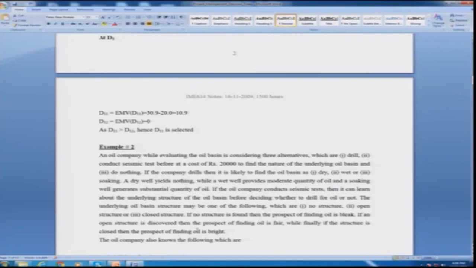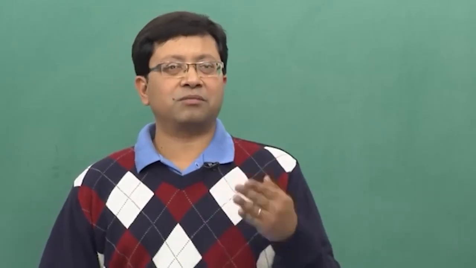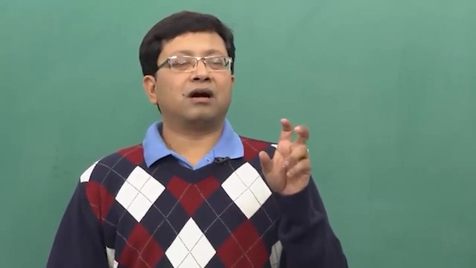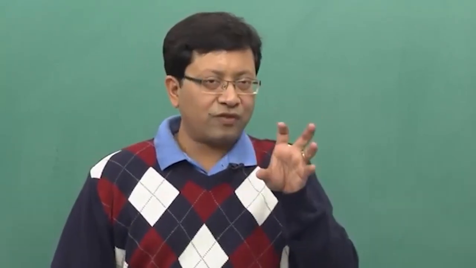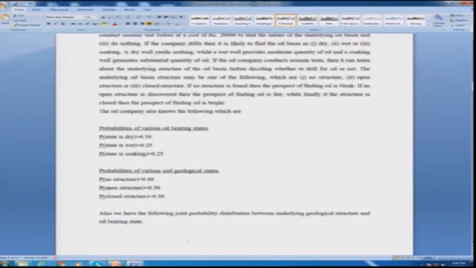Now, with that, I will slowly try to give you the probability sense of how this whole situation makes sense, so that you have all the values in the quantitative sense. So, here are the values. P means probability. The probability that the state is dry is 50%, wet is 25%, soaking is 25%. If you add them all up, it is 1, which it should be.